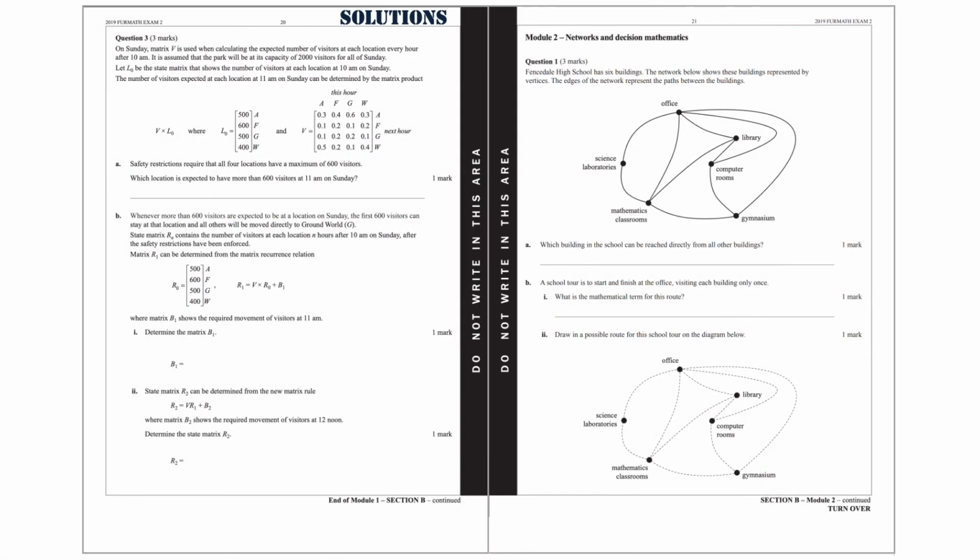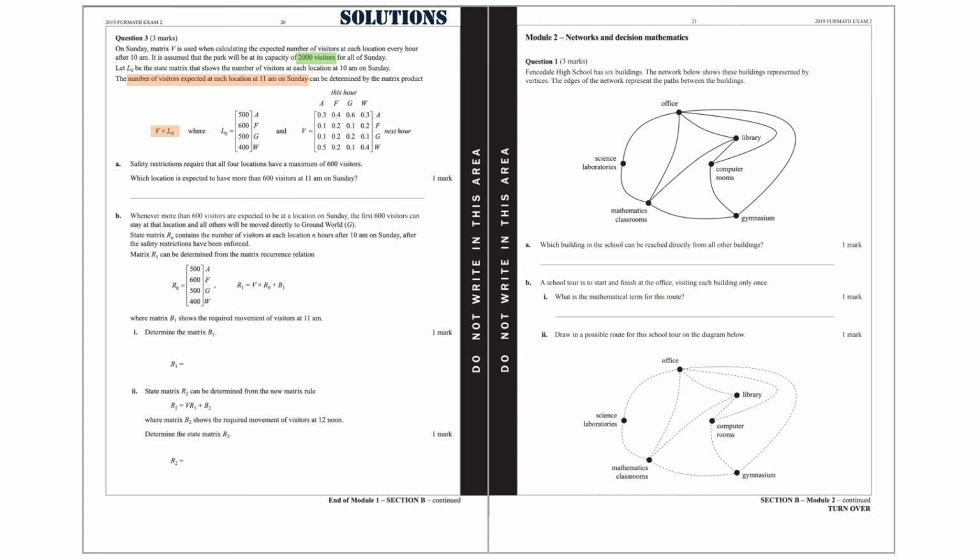Question 3. On Sunday, matrix V is used when calculating the expected number of visitors at each location every hour after 10 a.m. It is assumed that the park will be at its capacity of 2,000 visitors for all of Sunday. Let L0 be the state matrix that shows the number of visitors at each location at 10 a.m. on Sunday. The number of visitors expected at each location at 11 a.m. on Sunday can be determined by the matrix product V times L0.